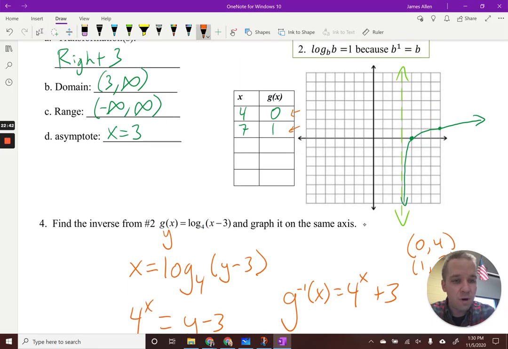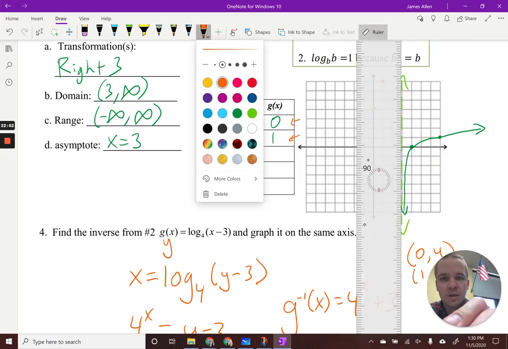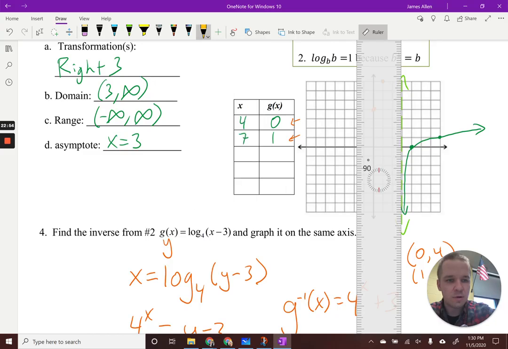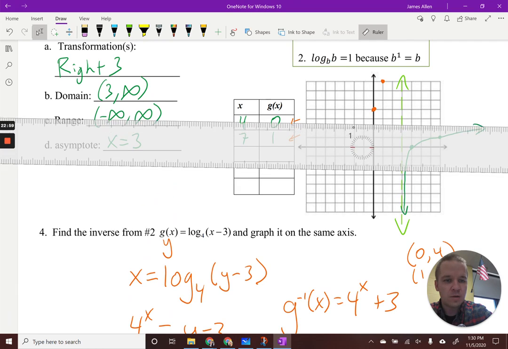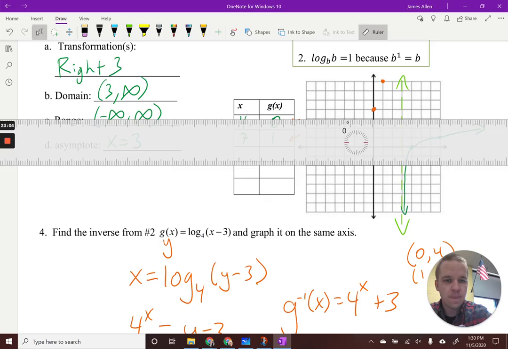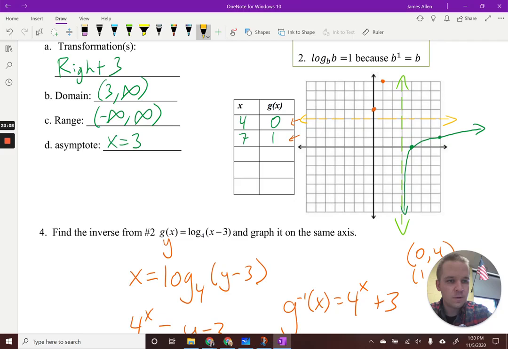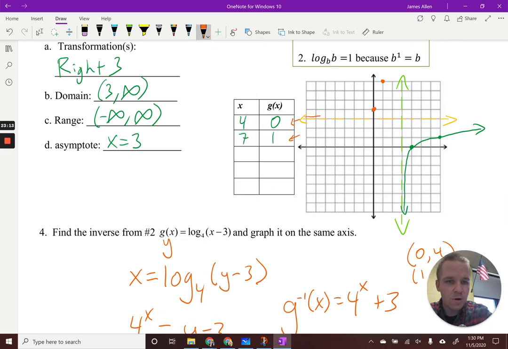So let's plot 0, 4. And we have 1, 7. And I know my horizontal asymptote, let me get the marker here. I'll go ahead with just like a yellow for this one. My horizontal asymptote would be up 3 rather than to the right 3. There it is. Wonderful. And now I can go ahead and connect these dots, making sure that I don't cross my asymptote.